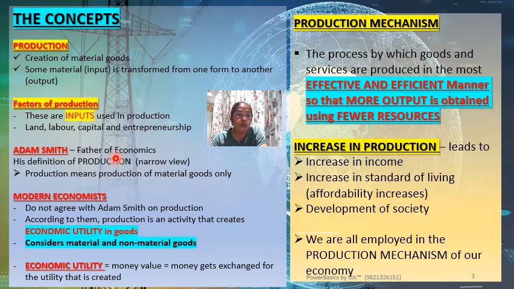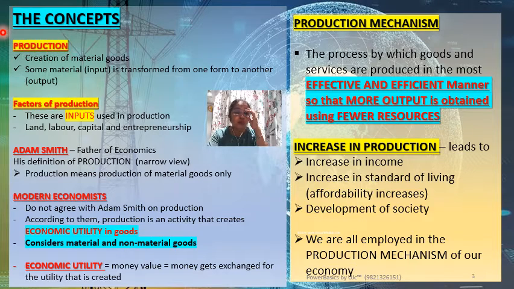The father of economics, Adam Smith, said that production means production of material goods only. So my giving you teaching is not production. It's a very, very narrow view, whereas my teaching you is also production. The modern economists did not agree with Adam Smith on the definition of production, and they said, according to them, production is an activity that creates economic utility in goods and therefore considers material and non-material goods.